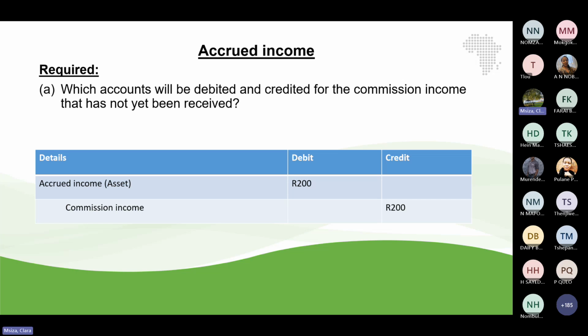Remember, commission income is an income. It decreases on a debit, increases on a credit. Accrued income is an asset, increases on a debit, decreases on a credit.